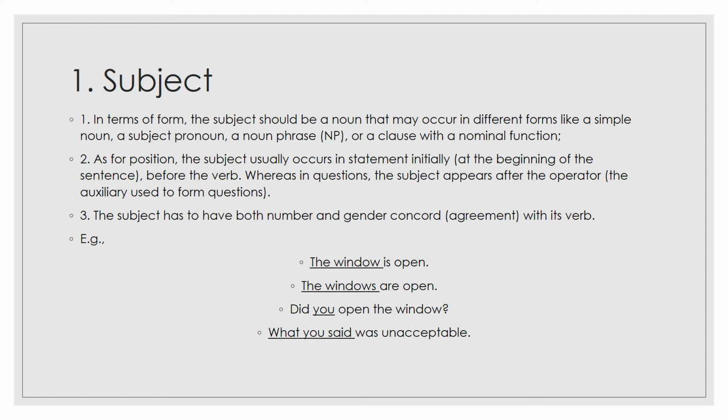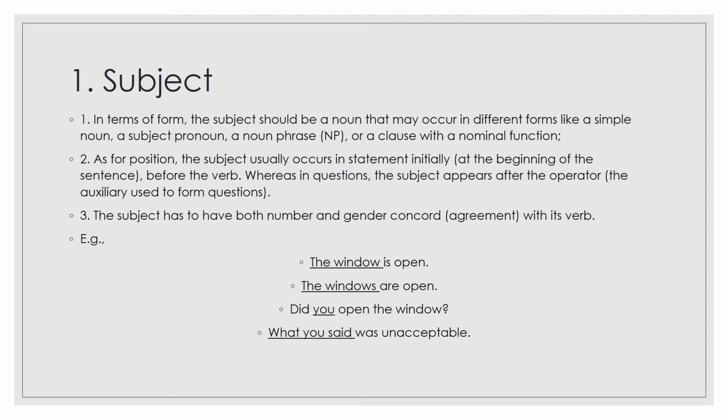Okay. Finally, we have the sentence, what you said was unacceptable. The subject here is the whole unit that is called a clause, what you said. In order to differentiate a clause from a phrase, a clause has a verb while a phrase does not have a verb. So here, since we have a verb, it is a clause. What you said is a clause.